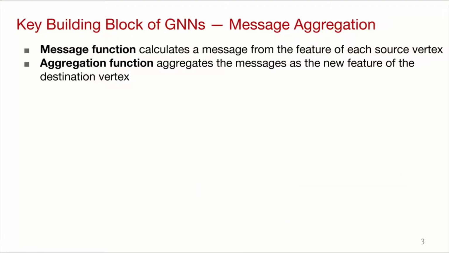Now, let's look at how GNN works. The key building block is message aggregation. Message aggregation is composed of two parts. The message function calculates a message from the feature of each source vertex. In GNN, each vertex is associated with a feature tensor, or a feature vector in common cases. Second, the aggregation function aggregates the messages as the new feature of the destination vertex.